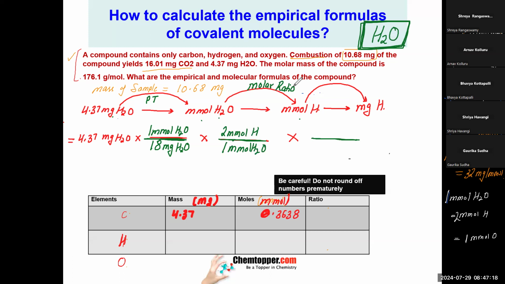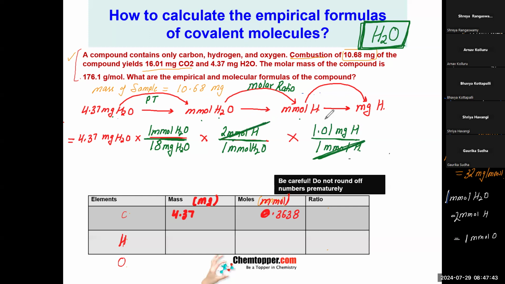Third ratio, children. Yes, Shreya R, very good. 1.01 milligrams of hydrogen over 1 millimole of hydrogen. Good. I think now we can cancel the units, Gorika. Check. Millimole of hydrogen, millimole of hydrogen.